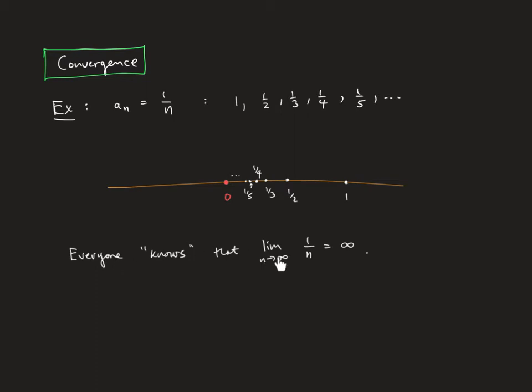And everyone knows that the limit of this sequence is 0, right? As n goes to infinity, 1 over n goes to 0. Okay, so any reasonable person who's taking calculus, so everyone in the audience here, would agree that the limit of this sequence is 0.